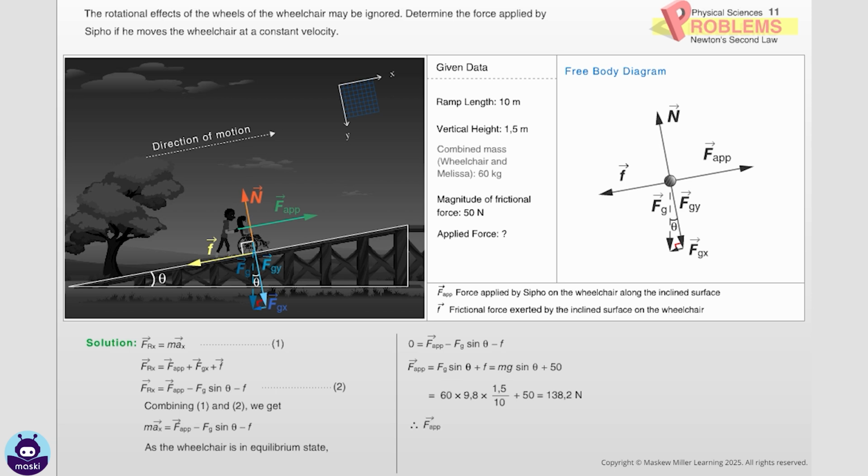The positive sign indicates that the applied force is in the same direction that we assumed is positive. Sipo needs to push the wheelchair with a force of magnitude 138,2 newtons towards the top of the incline in order to move it up at constant velocity.